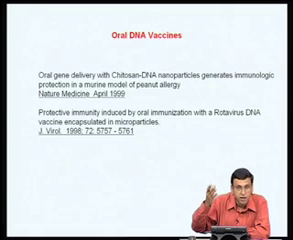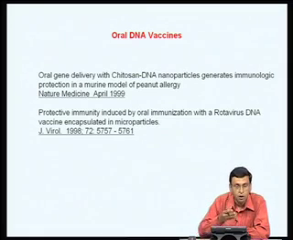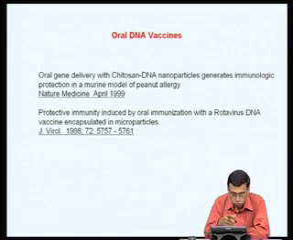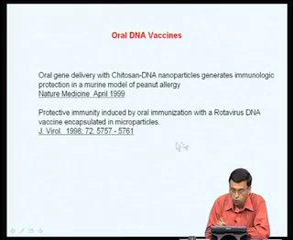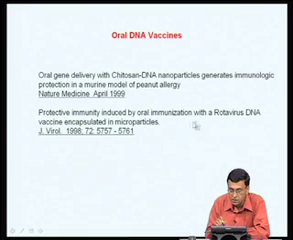Instead of injecting DNA into skin or muscle, why can't you give the DNA by the oral route? So, two papers I am just quoting here as examples, published in 1998-99: oral gene delivery of chitosan DNA nanoparticles generates immunological protection in a murine model against peanut allergy, and another for rotavirus, protective immunity induced by oral immunization with a rotavirus DNA vaccine encapsulated in microparticles. So, you do not need biolistics, you do not need gene gun immunization, you do not have to inject plasmid DNA. If you simply swallow DNA complexed with certain chitosans or microparticles, it will be taken up through the oral route and you can get an immune response. So, oral immunization using plasmid DNA encoding foreign antigens is possible.